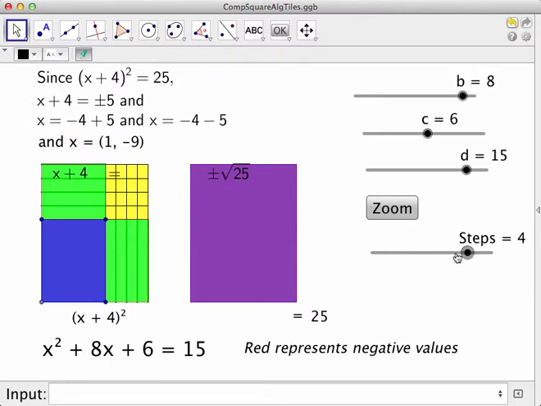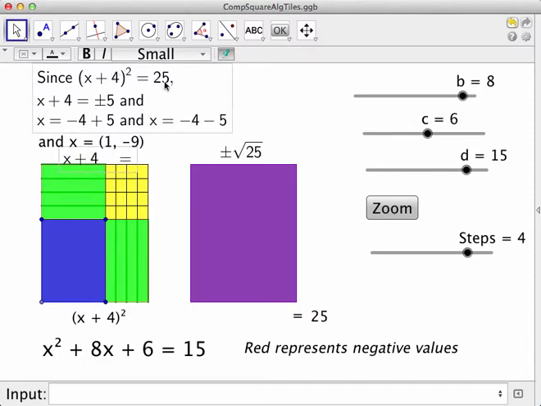Our next step then, we start to solve here, and we see that we now have that x plus 4 squared is equal to 25, which means that x plus 4 is equal to positive or negative 5, and therefore x is equal to negative 4 plus 5, or negative 4 minus 5, giving us values of 1 and negative 9. Okay, that's the method for completing the square.